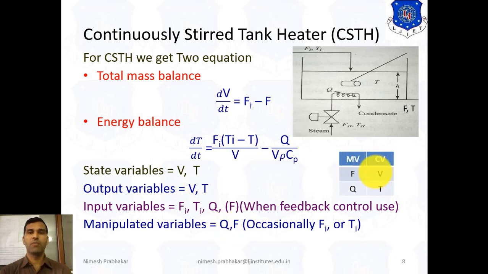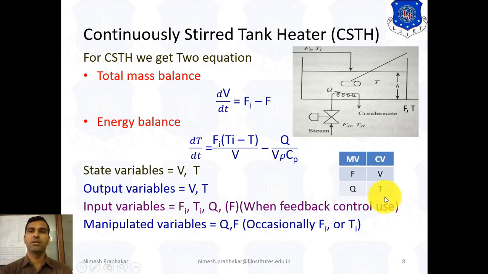So here we make the pair of manipulated variable and control variable. We know the control variables are V and T. So volume can be controlled by controlling F, that means the flow rate. So here the manipulated variable is the flow. Also we can control this volume by Fi, so we can also consider the manipulated variable as Fi. But most of the time in the continuously stirred tank heater, we control the volume by varying F. So that's why here I put F.